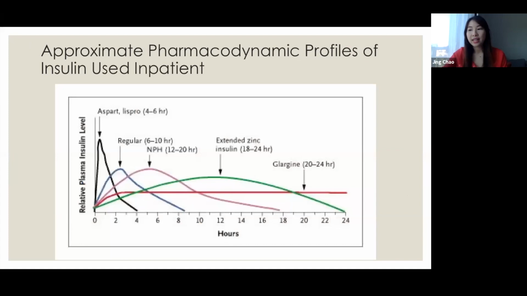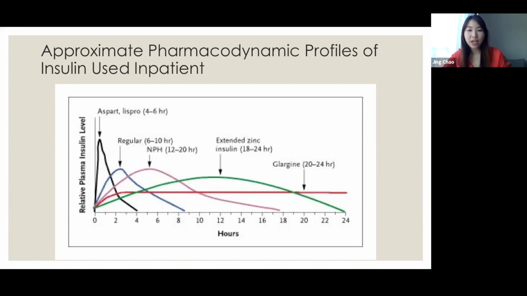This slide is an older slide showing you the approximate pharmacodynamic profiles of insulin used on the inpatient side. We have the rapid-acting analogs, aspart and lispro. Their duration of action is generally 4 to 6 hours in patients with normal renal function, and there's a perceived peak of this insulin. Regular insulin is used less and less subcutaneously, especially in the hospital. On the outpatient side, due to cost, some patients with type 2 diabetes may still use this insulin, but as you can see, it's not entirely physiologic when you try to use that as a mealtime insulin because it lasts 6 to 10 hours and also has a pretty pronounced peak.